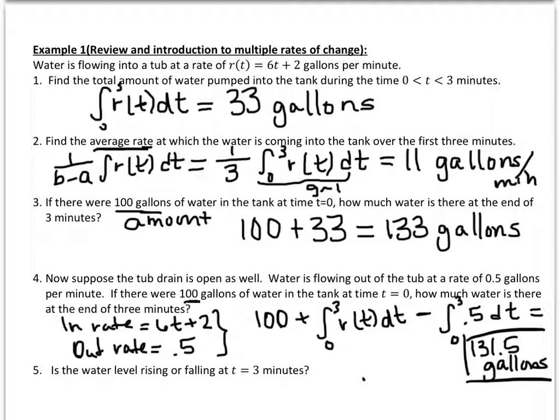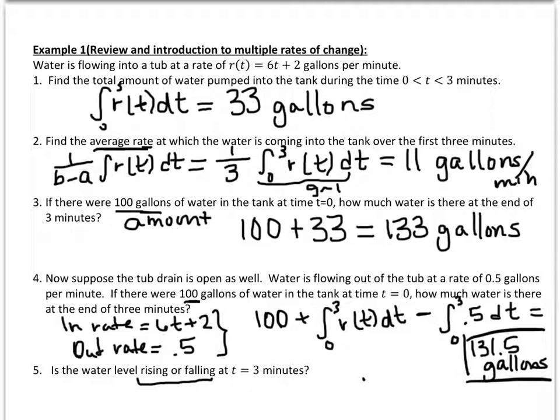Okay. Then the final question here, is the water level rising or falling at t is 3 minutes? So I have to think about, this question is not as explicit as the ones before, where it was really clear whether I was being asked about an amount of water or a rate of change. In this case, I am being asked about a rate of change. The words rising or falling give me that information. So I'm being asked at what rate is the water changing.